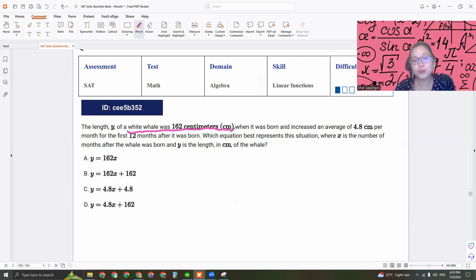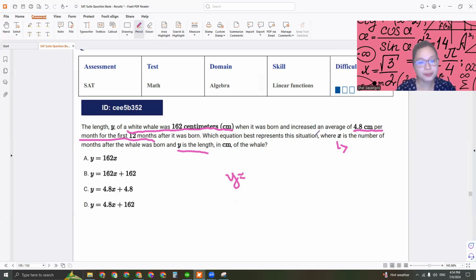Okay, so a white whale was 162 centimeters when it was born and increased at an average of 4.8 centimeters per month for the first 12 months after it was born. Which equation best represents the situation where x is the number of months after the whale was born and y is the length in cm? So x represents the months, y is the length. So meaning the length of the whale is dependent on the number of months after it was born.